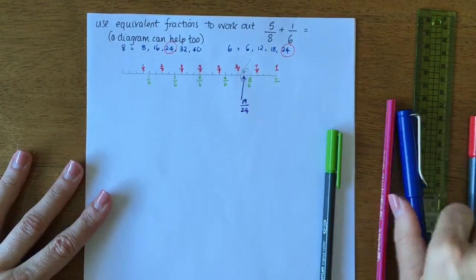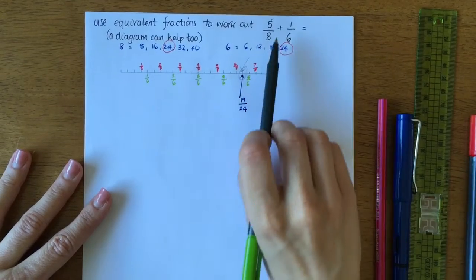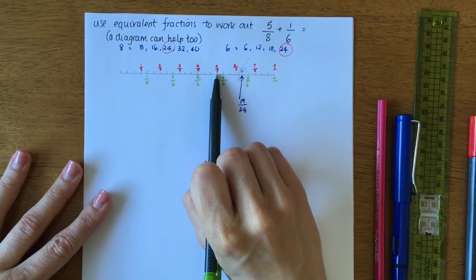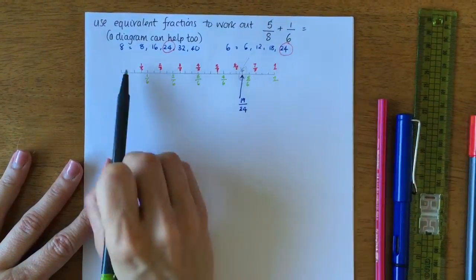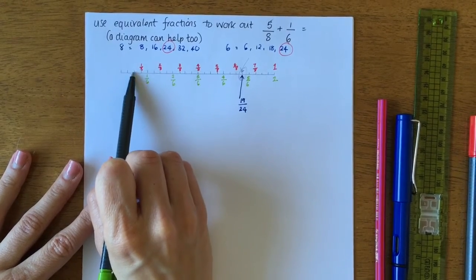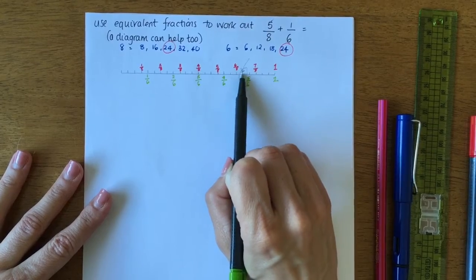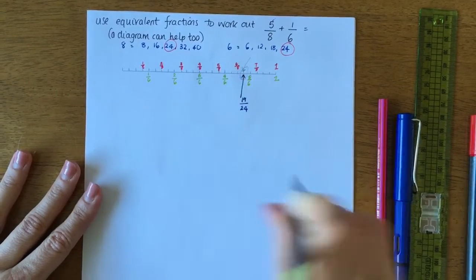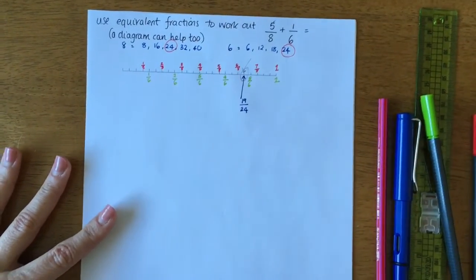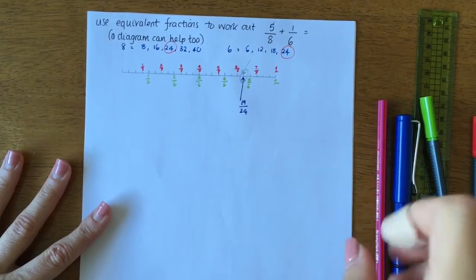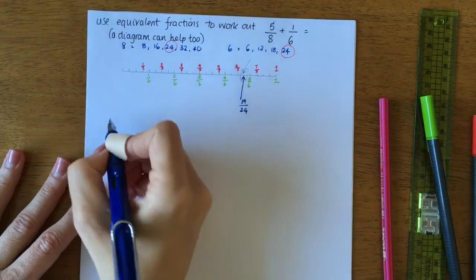So let me just do that again for you. I'm doing 5/8, so I'm on my 5/8. I'm adding a 6th. I know that a 6th is represented by 4 little lines. So 5/8 add 1, 2, 3, 4 little lines. So this is where my answer would be. So I can use my number line in that way. And the other way to do it is to write the equivalent fractions.